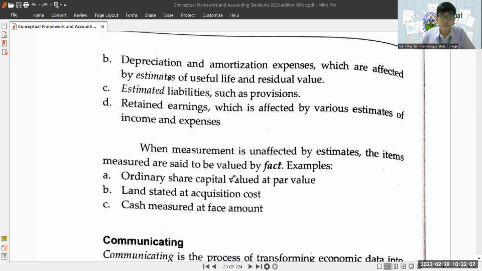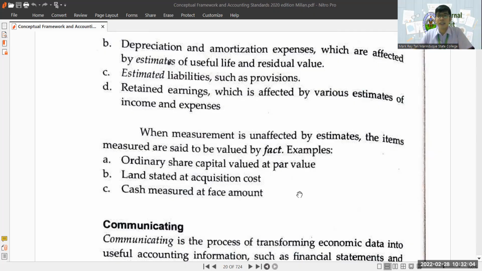Okay. When measurement is unaffected by estimates, the items measured are said to be valued by fact. So the amounts that we will see in our FS are based on facts. For example, ordinary share capital, valued at par value. You're not yet at accounting for partnership and corporation, so this is new to you. Let's take letter B, land stated at acquisition cost.